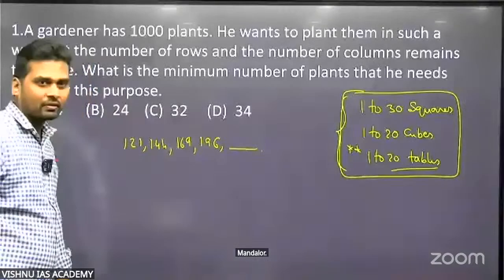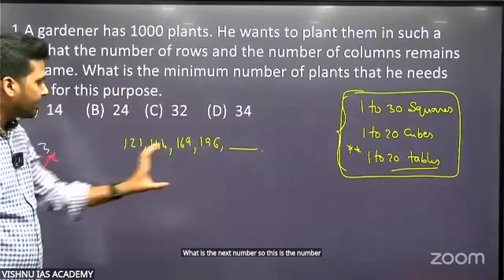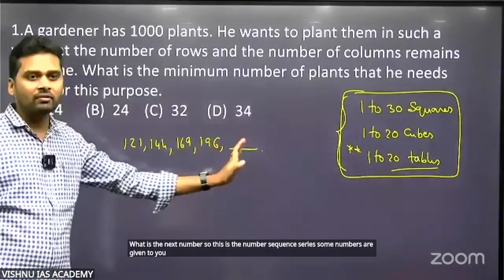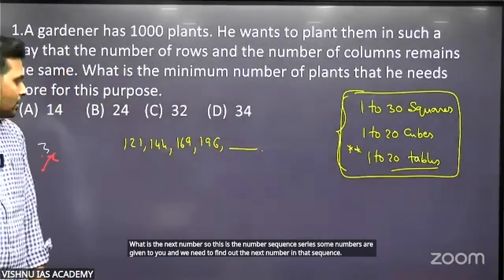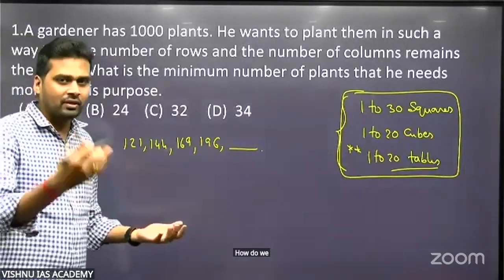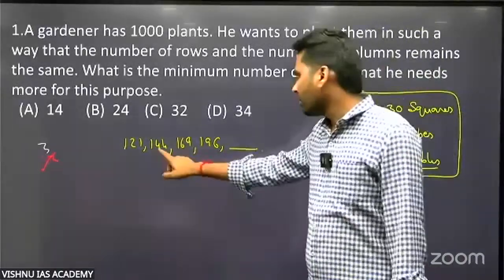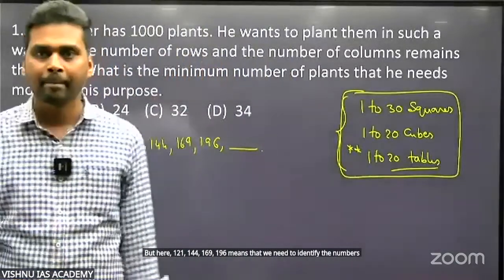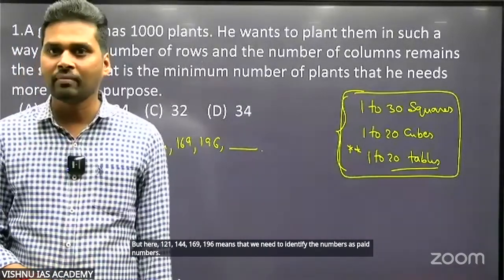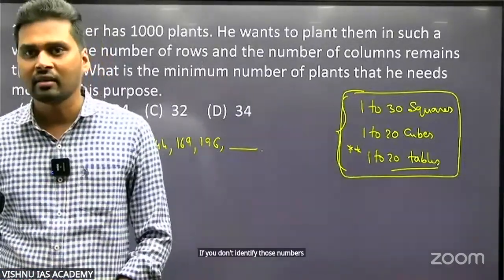What is the next number? So this is the number sequence series. Some numbers are given to you and we need to find out the next number in that sequence. How do we know? Generally we have different logics that we try. But here 121, 144, 169, 196 means we need to identify the numbers as square numbers. If you don't identify those numbers, we cannot find out the answer, right?